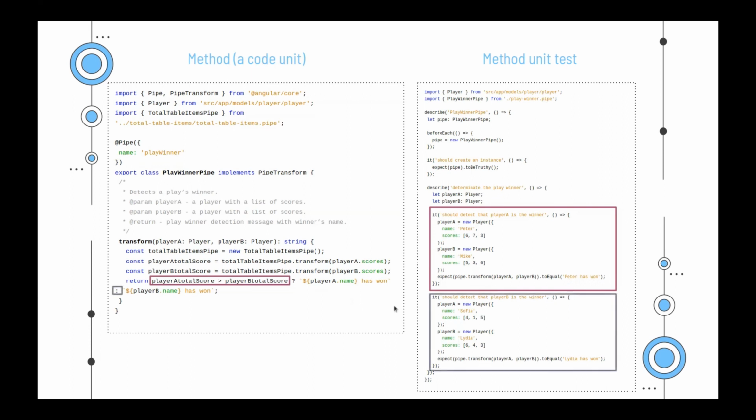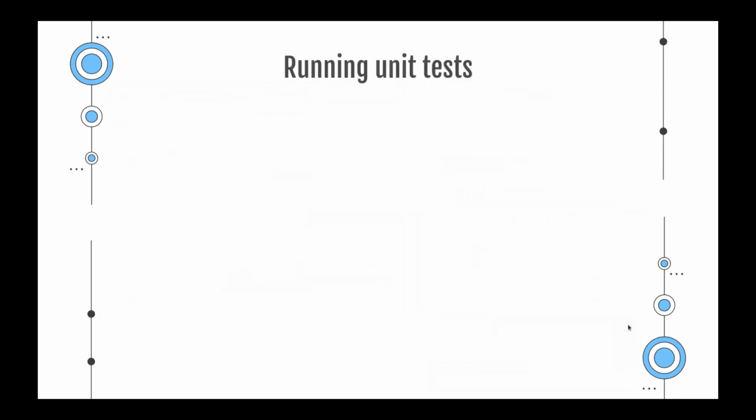Let's see the else condition here. This is the else condition in the TypeScript ES6 format. We should detect that player B is the winner. We have defined two new players here. Player A is Sophia with scores 4, 1, 5. Then player B is Lydia with scores 6, 4, 3. And we are going to run again the unit test on the method transform with player A and player B, and it should return that Lydia has won. Simple. So let's see what's the result of running our unit test.